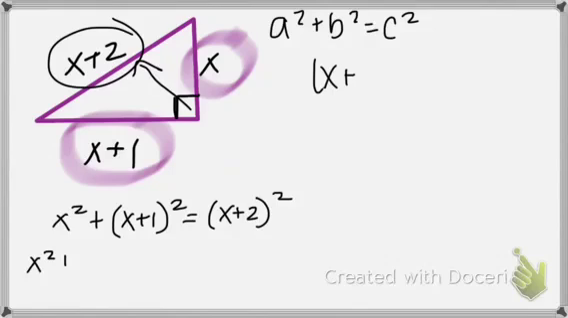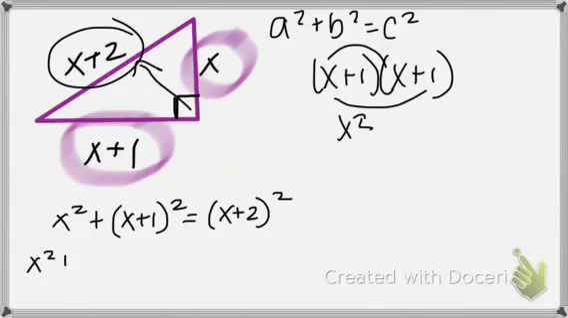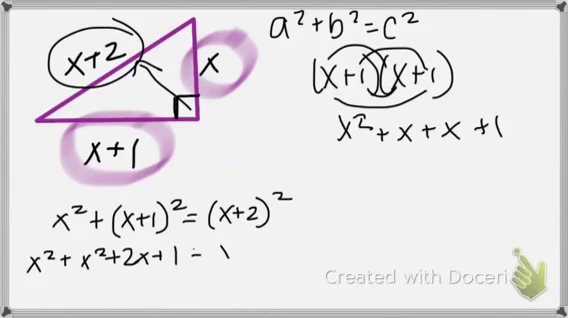x plus 1, x plus 1, x squared plus x plus 1. So we get x squared plus 2x plus 1, excuse me. Okay, and then when I FOIL out the right-hand side here, I get x squared plus 4x plus 4. Okay, what then do you think we're going to want to do next?